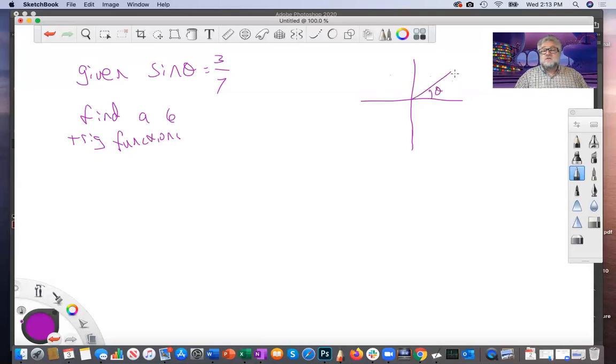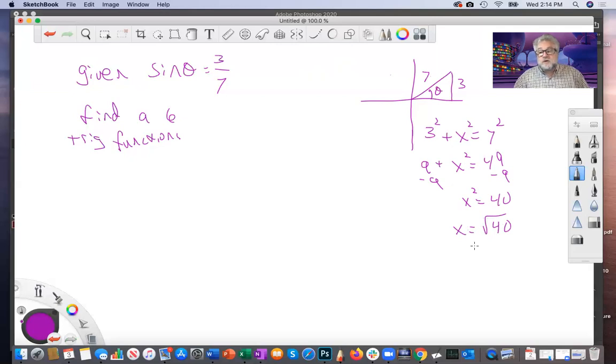Here's theta. And this would be opposite over hypotenuse. 3 squared plus x squared equals 7 squared. 9 plus x, oops, let me write that. That was rather messy of me, I apologize. Plus x squared equals 7 squared. So 9 plus x squared equals 49. Subtract 9 from both sides. X squared equals 40. X equals square root of 40.